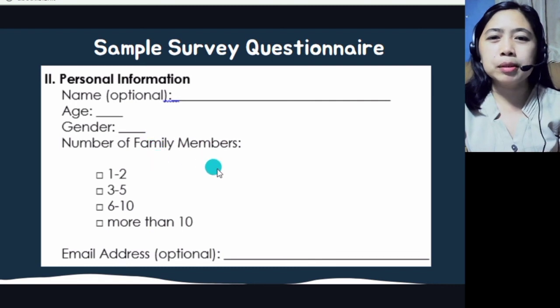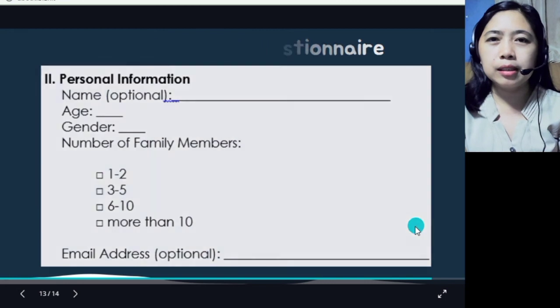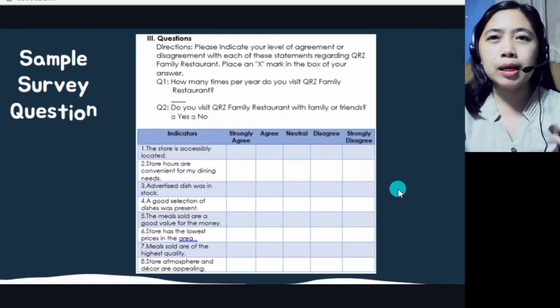Age, gender, family members, then email address, so don't worry, you can have it. So it's okay. Then your last part is your questions.